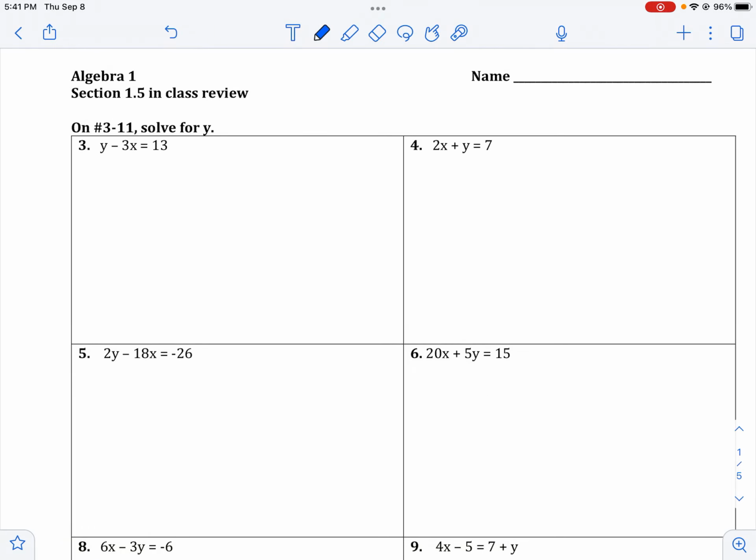On this video, we'll talk about how to solve literal equations, how to solve an equation for a specific variable. So our goal in all of these problems is to isolate the given variable.